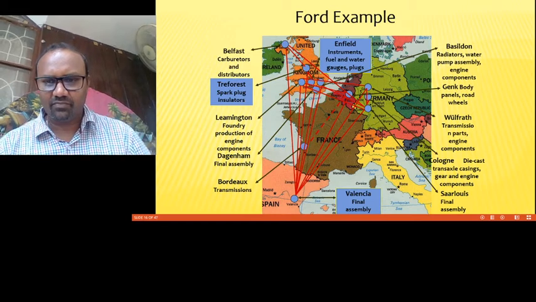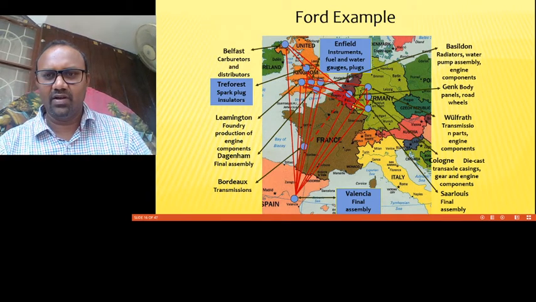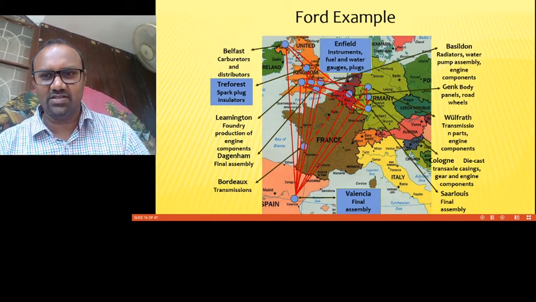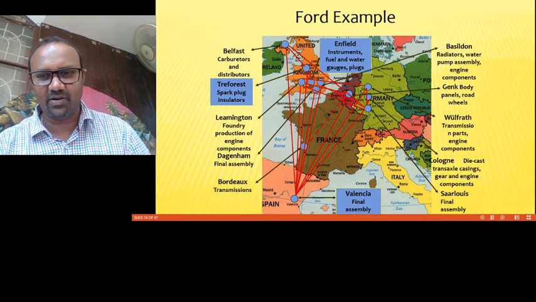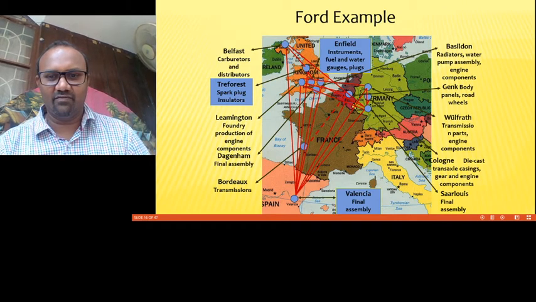And then you have Basildon that provides radiators, water pumps, pump assembly, and then you have transmission parts and engine components that come from Ulfrath, and then you have final assembly happening in Valencia and so on.